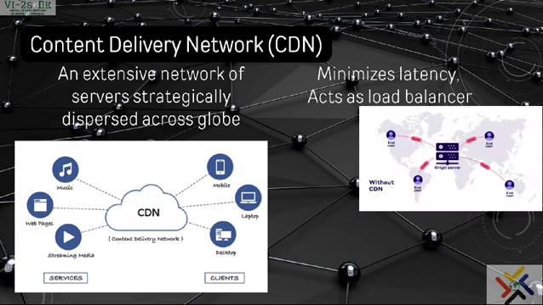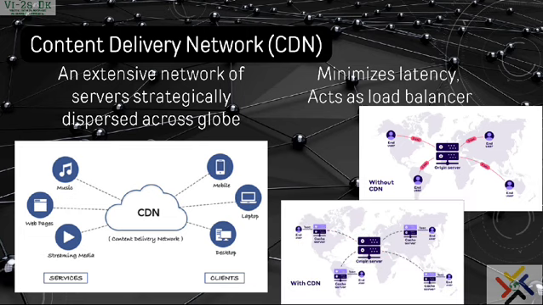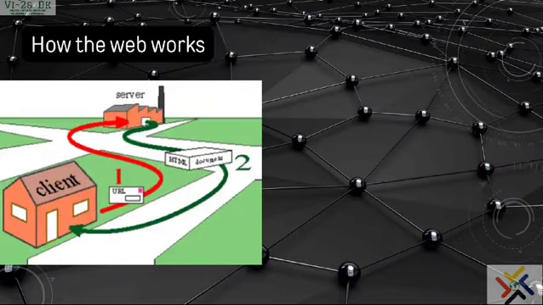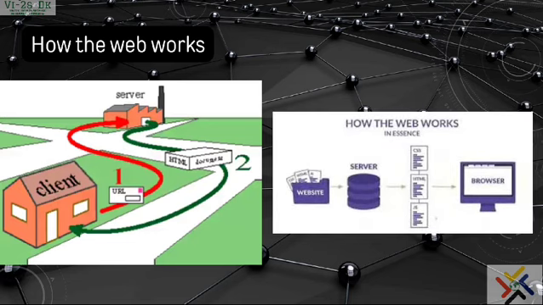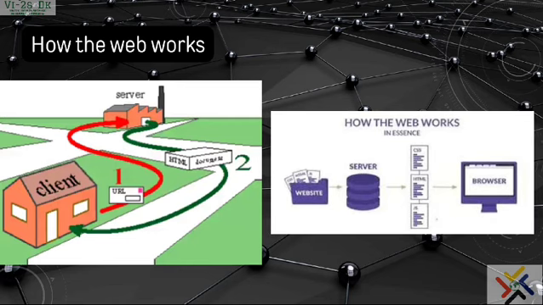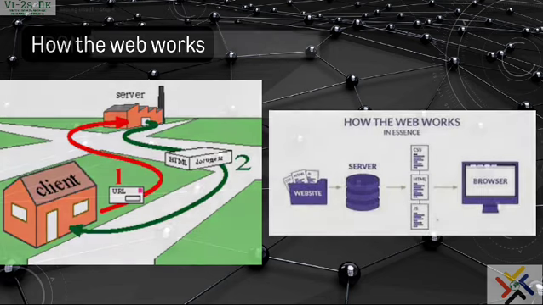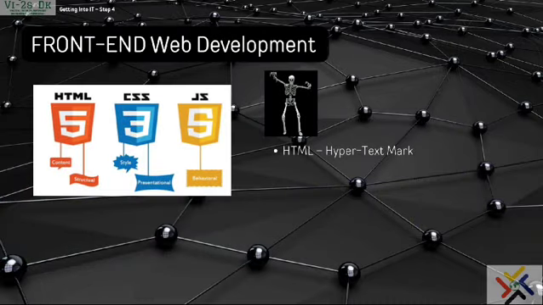They are an extensive network of servers that are strategically dispersed across various geographic locations. Essentially, the way the web works, the user uses the browser to enter a URL. The URL then gets the IP address from the DNS, which then locates the server. The server then provides the user with HTML documents and other resources, which are then served up on the browser according to the HTTP rules.